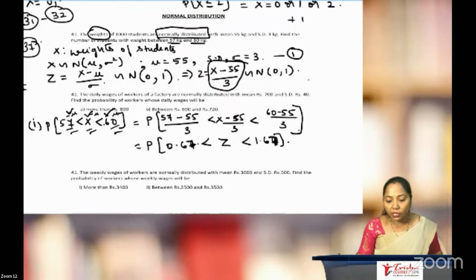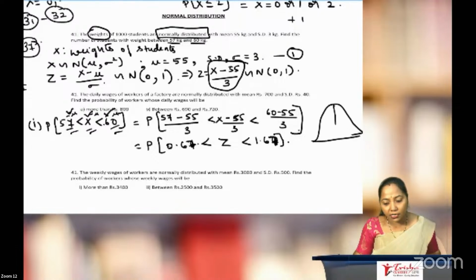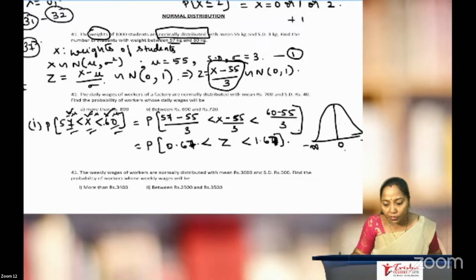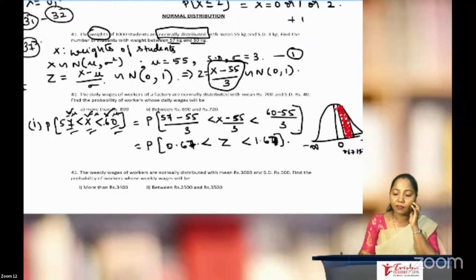Now what do we do? Usually we draw the normal curve, a bell-shaped curve. It doesn't carry any marks in the exam; it is just a medium to find the answer. Both the values, 0.67 and 1.67, are positive, so they fall to the right side of the curve. Our answer lies in between 0.67 and 1.67.